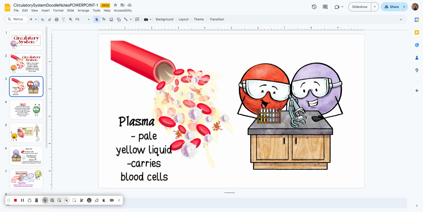But plasma is a liquid, and it carries the blood cells along with white blood cells and platelets all throughout your body. So the plasma is like the water in the lazy river, and your red blood cells and the platelets and the white blood cells are the different types of raft that are going through the lazy river. Let me get this back to the slideshow.